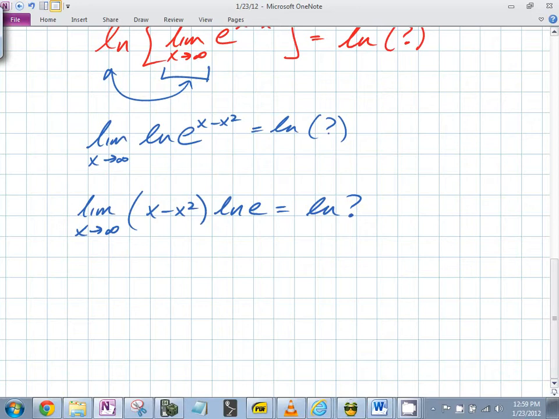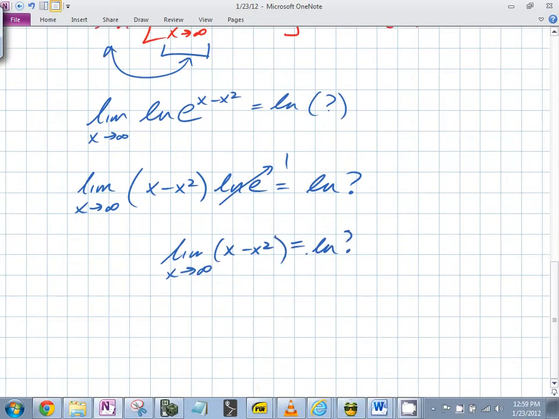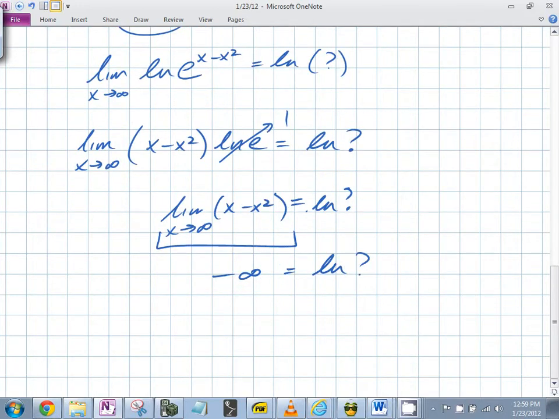Are we okay with that? What is the natural log of e? 1. It's 1, exactly. That's 1. So you have the limit as x goes to infinity, oh, sorry, I forgot the middle part there, of x minus x squared equals natural log of question mark, right? Well, what is this limit equal to? What? Negative infinity, right? What is ln? ln is log base e. This is log form. You have to go to exponent form. I realize many of you might not remember that, but this means that e to the negative infinity equals question mark, which is equal to 0.